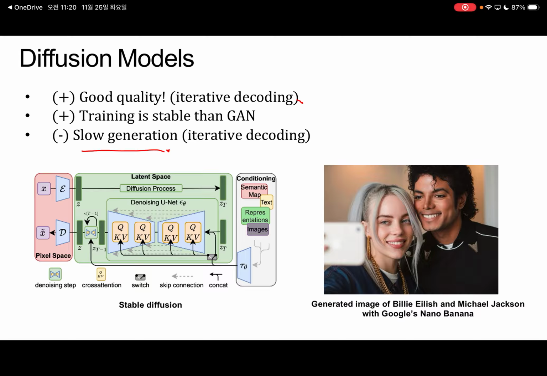And then training is more stable than GAN. There's no adversarial stuff. There's no fighting each other in the training stage. So the training is stable. And also we have a reconstruction loss. So that makes training quite stable. But as I introduced, slow generation.